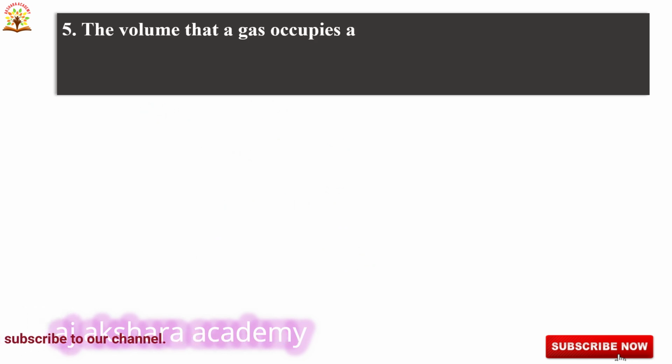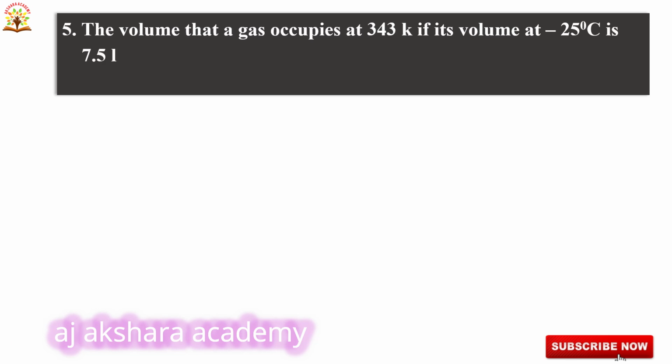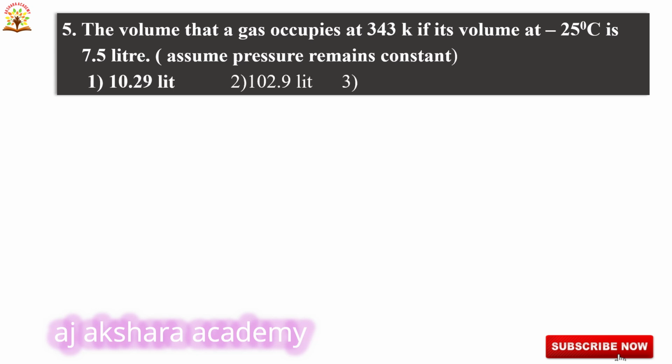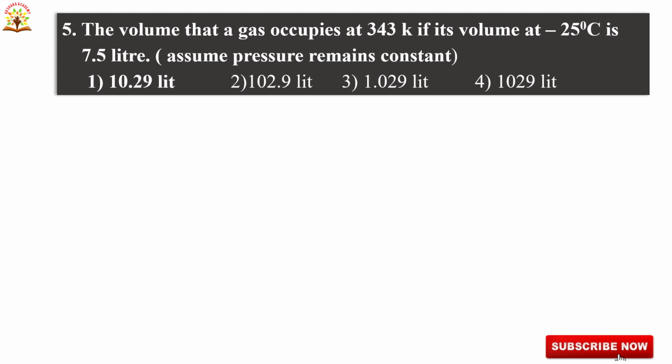Find the volume that a gas occupies at 343 Kelvin, if its volume at minus 25 degree centigrade is 77.5 liters. Assume pressure remains constant. Here they gave the temperature as minus 25 degree centigrade. The volume that a gas occupies at 343 Kelvin, if its volume at minus 25 degree centigrade is 77.5 liters. Now let us go to the solution.